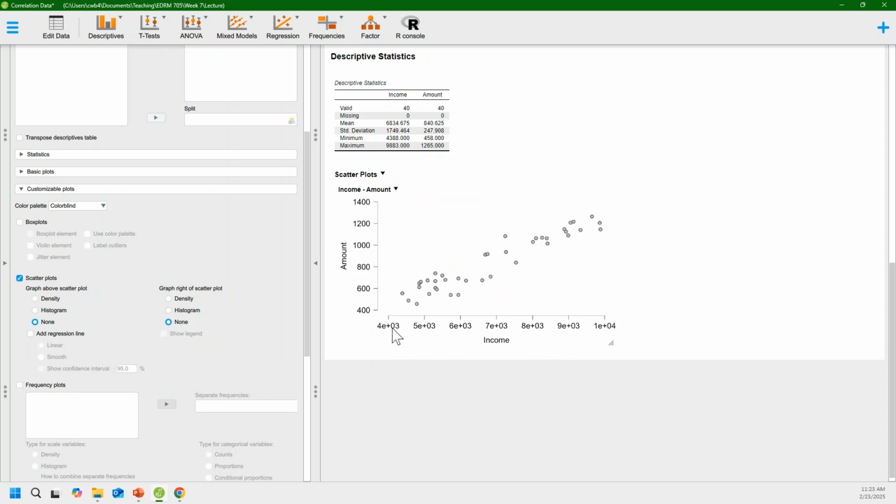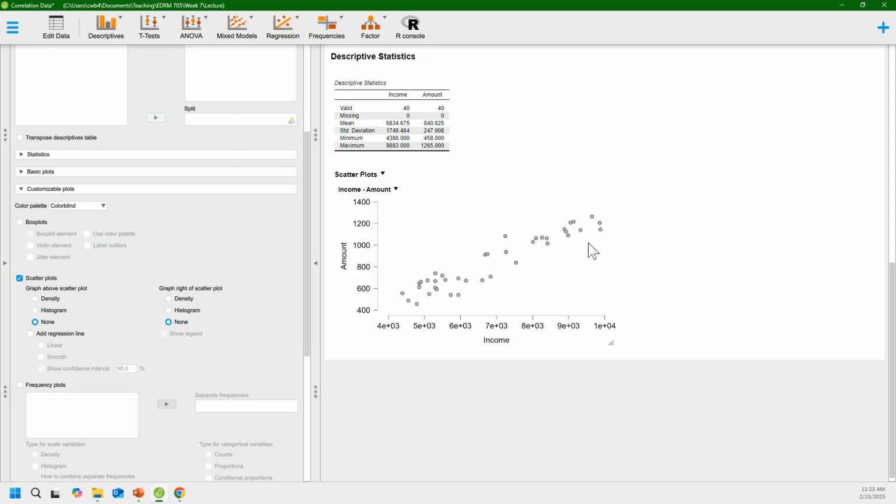Okay, notice here, 4e plus 3, 5e plus 3, right? This is scientific notation. This is saying 4 times 10 to the third power, 5 times 10 to the third power, 6 times 10 to the third power. 10 to the third power is 1,000. So this axis is 4,000, 5,000, 6,000, 7,000. It's counting by 1,000. But this is my scatter plot, and that scatter plot clearly shows that there's a strong positive correlation, linear relationship between those variables. So there's a strong positive correlation.